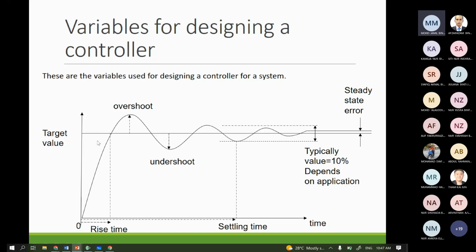But if you have a system that has a smaller rise time, you will definitely have an overshoot in that system. So for each of these parameters, rise time, overshoot, and steady state error, when you reduce one of them, it will affect the others and increase them. So in real life, you cannot have a system that eliminates all of these three at the same time.